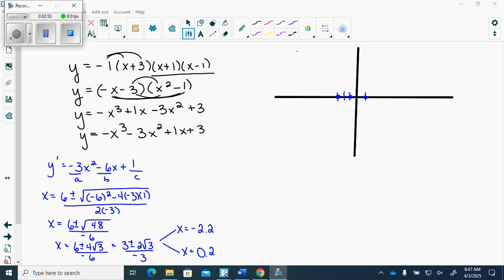And our coordinates of our minimum is -2.2 and 3.1. And then our maximum is 0.2 and 3.1.